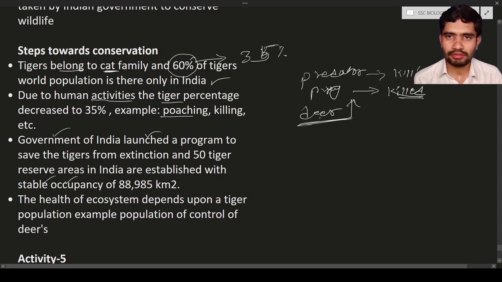So whether it may be insect, tiger, deer or giraffe, whatever it may be, all organisms should live. Why? Because one organism is dependent on another organism. It is a food web and a food chain. If one organism dies, it will show impact on another stage of the ecosystem, and eventually human beings are going to suffer. So the health of the ecosystem depends upon the tiger population, for example, population control of the deer. It is most important.